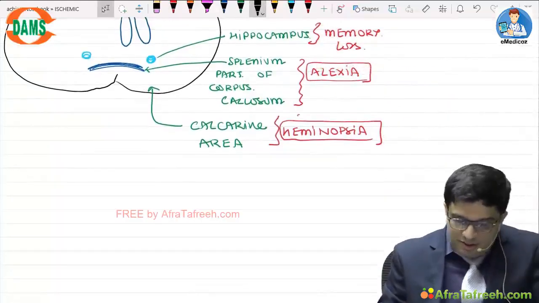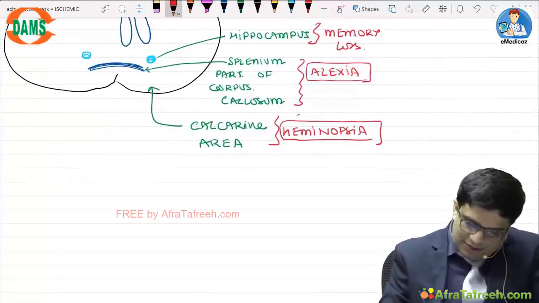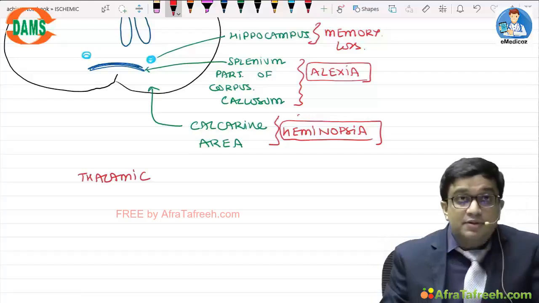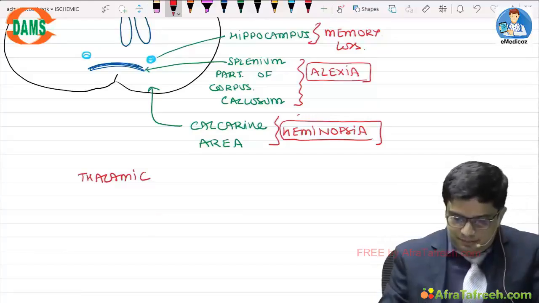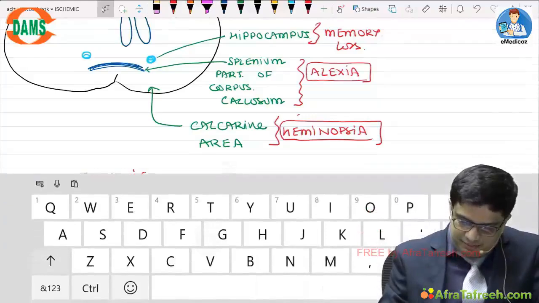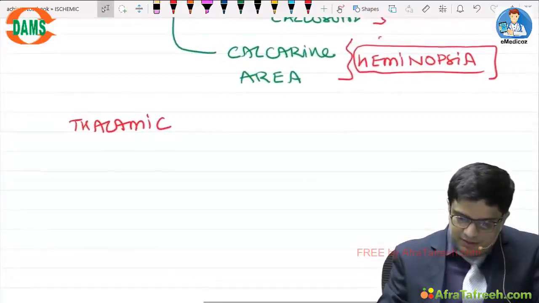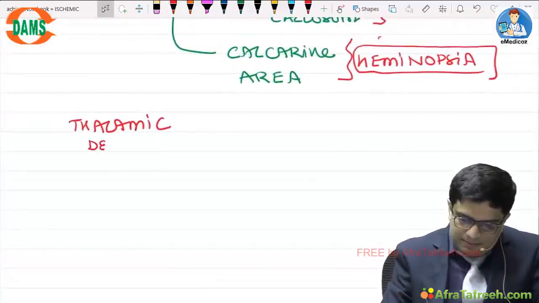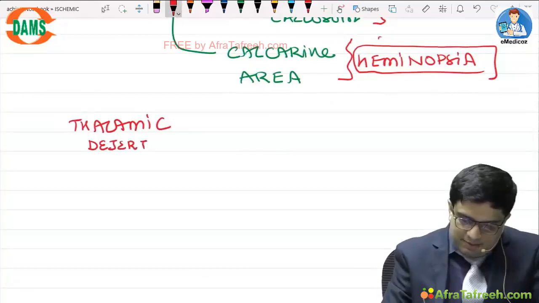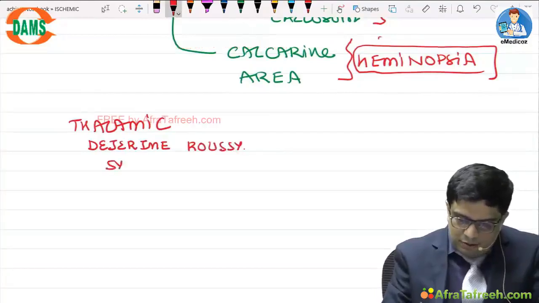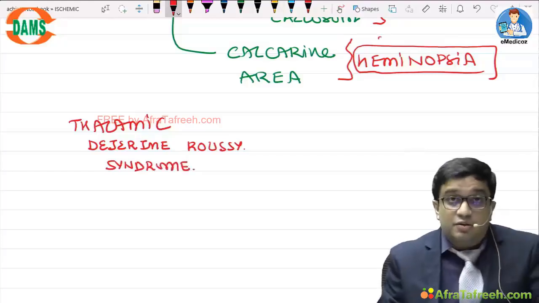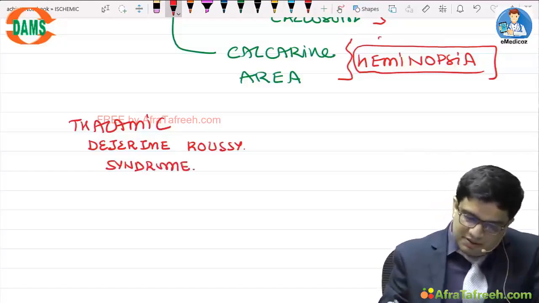I remember this syndrome known as the thalamic Gerain-Roussy syndrome. The thalamic Gerain-Roussy syndrome. What happens in these patients?